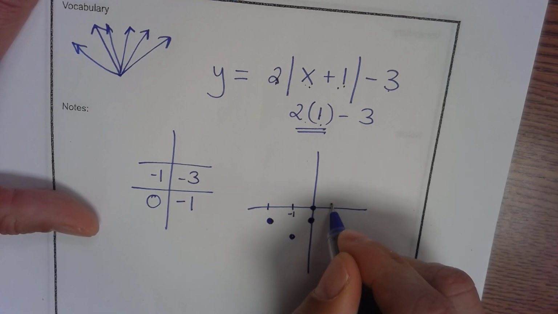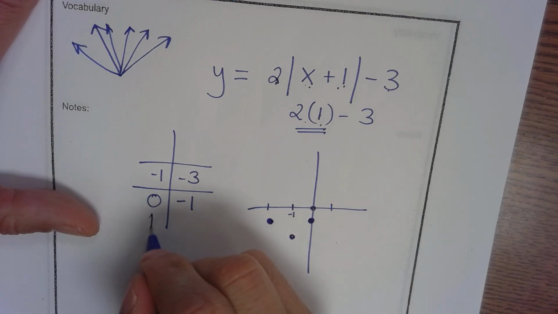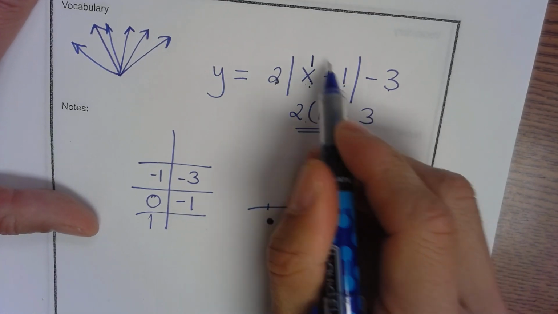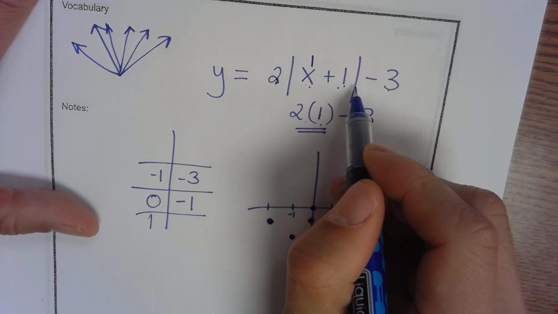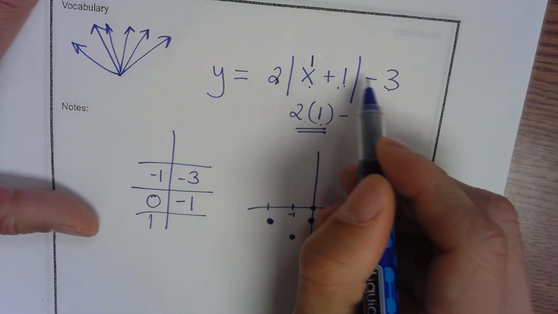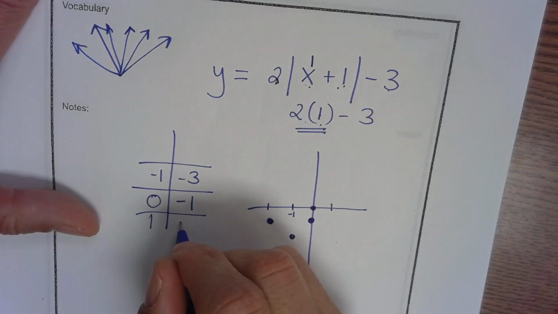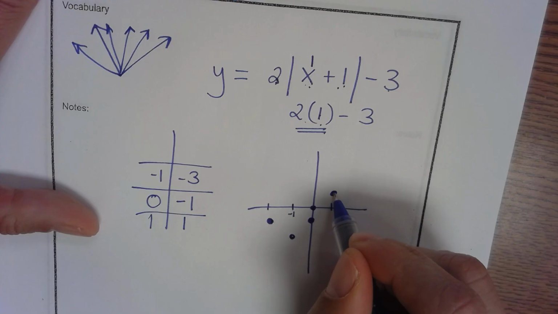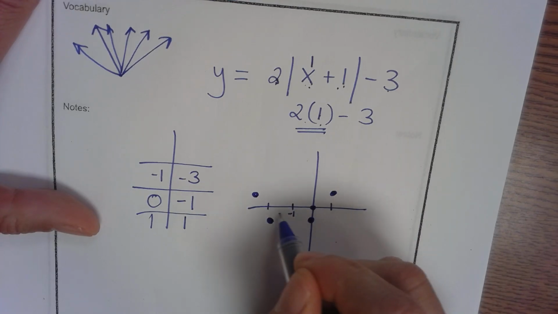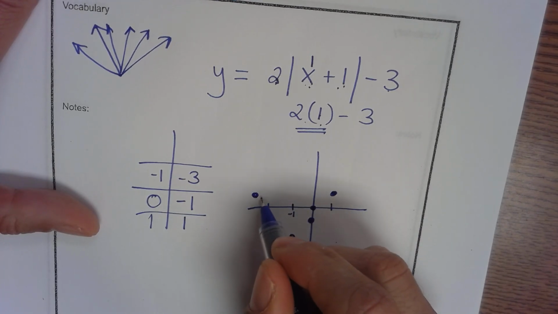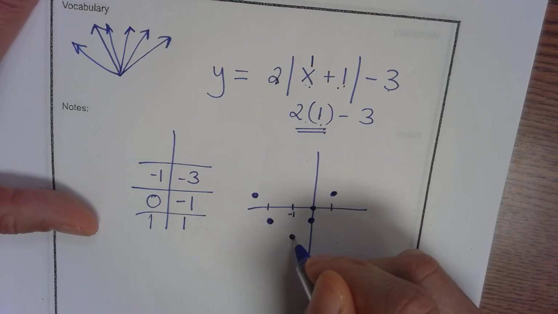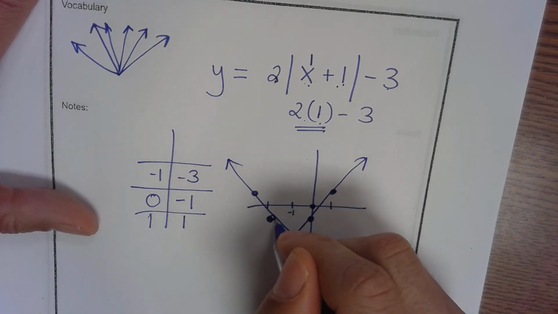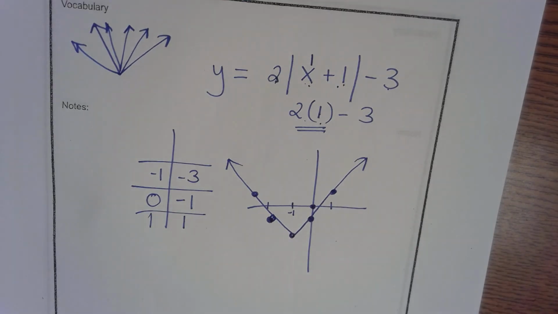So maybe I go one more, and I go to x of 1. So I plug in a 1 into this equation. 1 plus 1 is 2. The absolute value of 2 is 2. 2 times 2 is 4. 4 minus 3 is 1. So I know my point is 1, 1. And then I know on the other side, when I move over 1 to the left, it's going to be at the same spot. And that's going to allow me to make a rough sketch, hopefully you go through your points, of the absolute value.